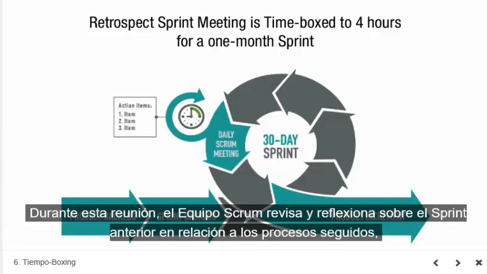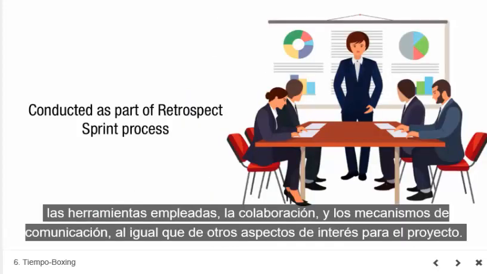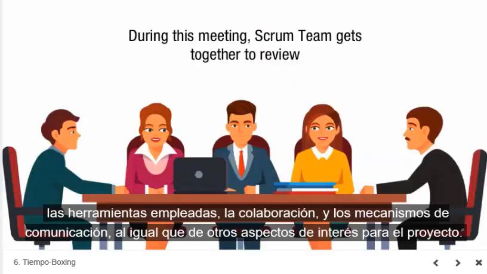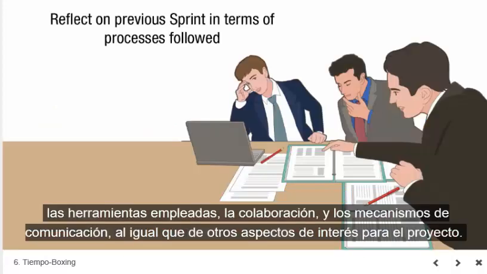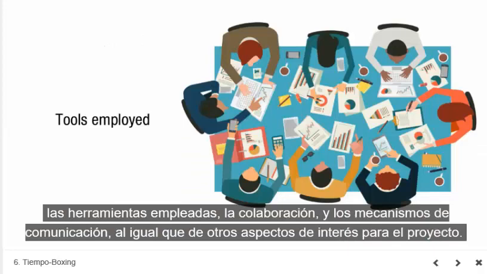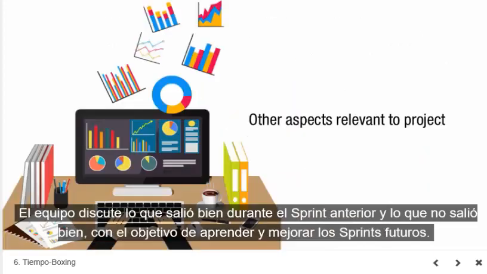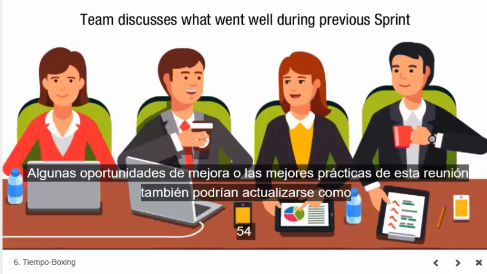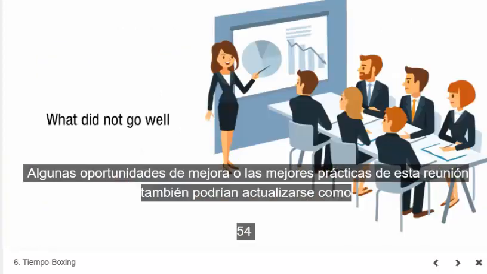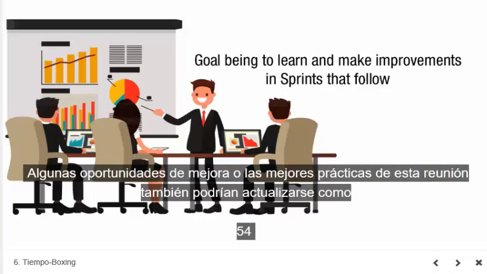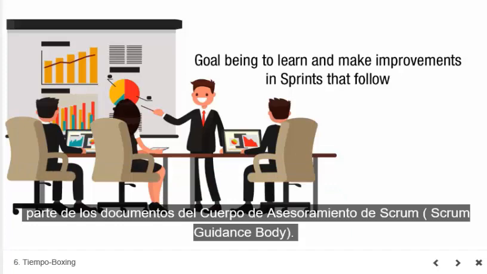The retrospect sprint meeting is time-boxed to 4 hours for a 1-month sprint and is conducted as part of the Retrospect Sprint process. During this meeting, the Scrum team gets together to review and reflect on the previous sprint in terms of the processes followed, tools employed, collaboration and communication mechanisms, and other aspects relevant to the project. The team discusses what went well during the previous sprint and what did not go well, the goal being to learn and make improvements in the sprints that follow.